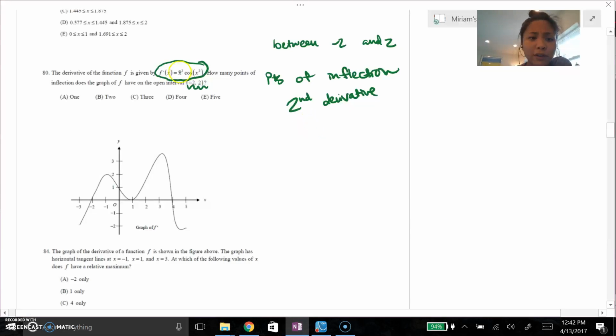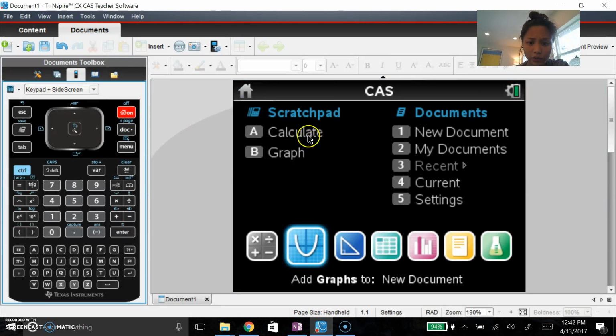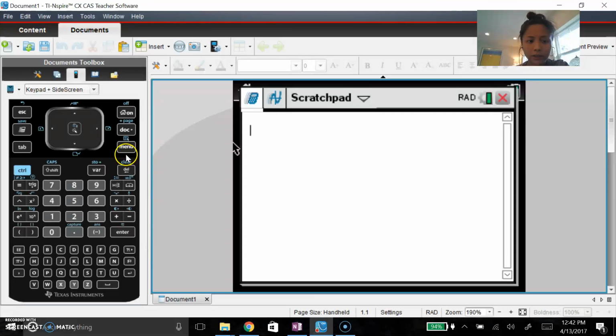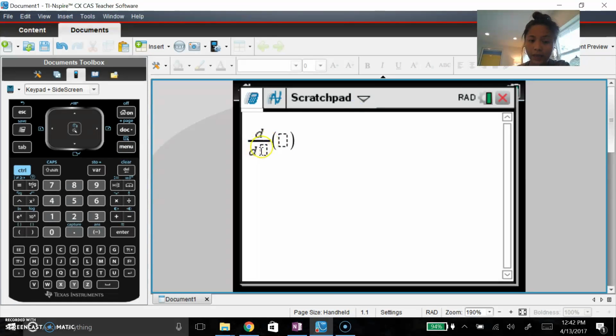So what we have is the first derivative. We need to get the second derivative. Well, we can do that in our calculator. Okay, so let's go to our calculator. Since this is the calculator section, let's go to Calculate. I'm going to do Menu, Calculus, Derivative, and I'm taking the derivative with respect to x.